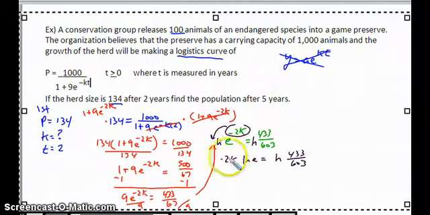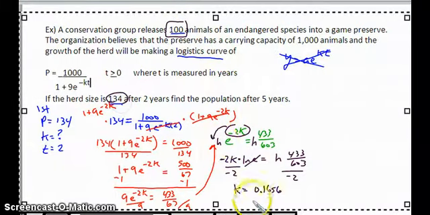So the natural log of e is 1, so now I divide by my negative 2, and I end up getting my k to be equal to 0.1656. So even though in here it was negative, again, we got a positive answer, which is good because we know that a positive k means we're growing, and we were growing. We went from 100 to 134.